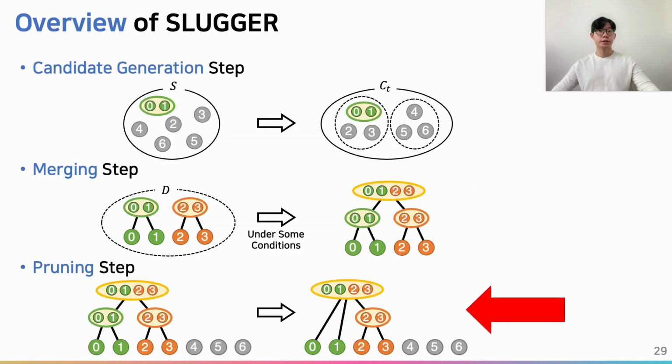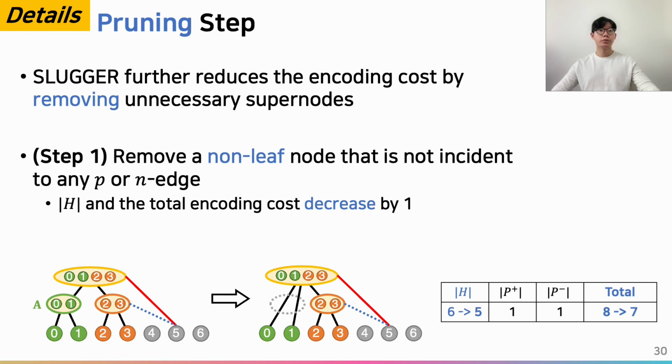Let me move on to the pruning step. In the pruning step, SLUGGER further reduces the encoding cost by removing supernodes that do not contribute to succinct encoding. That is, SLUGGER prunes a supernode if all incident P edges, N edges, and H edges can be replaced with other edges while decreasing the total encoding cost. In detail, the pruning step is divided into three substeps. First, SLUGGER removes each non-leaf node that is not incident to any P or N edge. By doing so, we can reduce the number of H edges by 1 without losing any information.